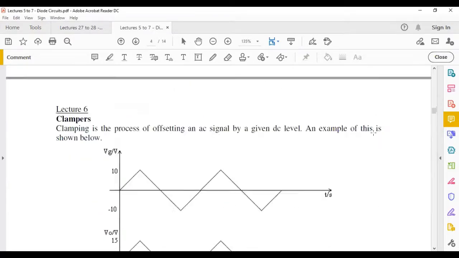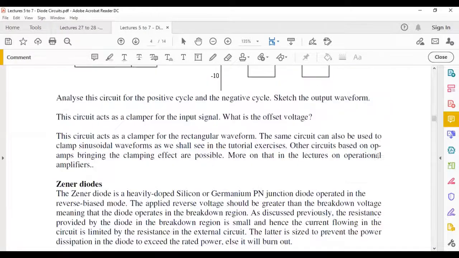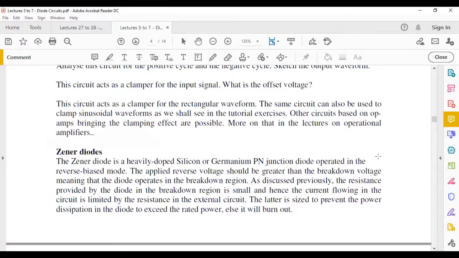Okay. Now, for your case, clampers is not covered, like I said at the start. So this one you can read just for information purposes. This is not covered in this module, REC 2110. So it's just here for information.